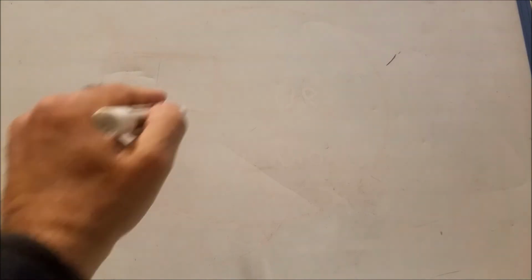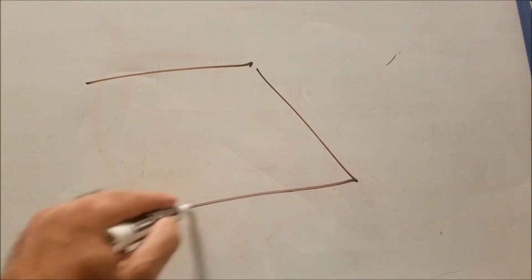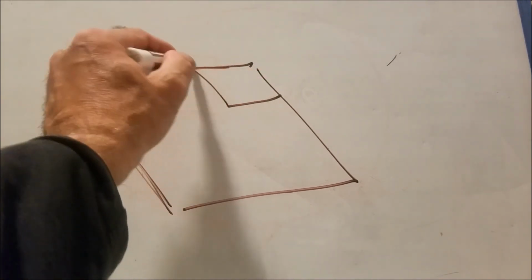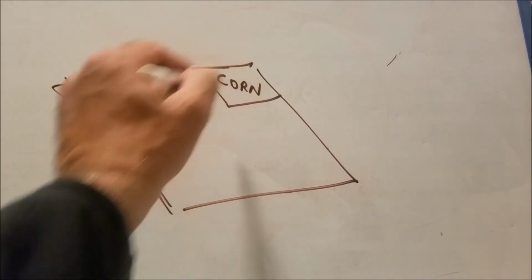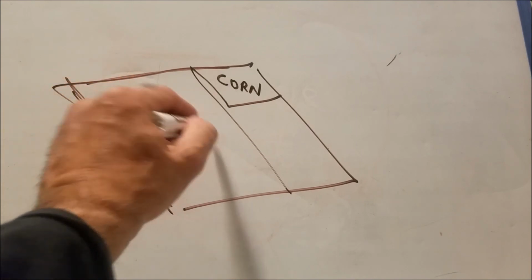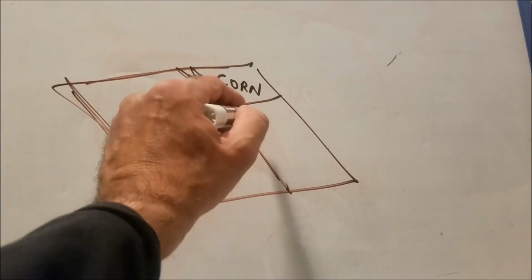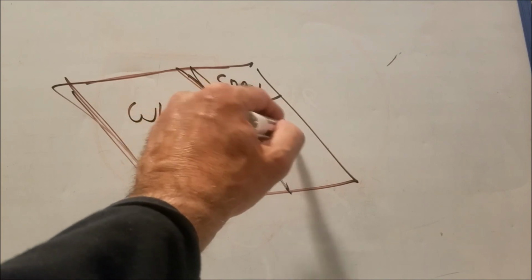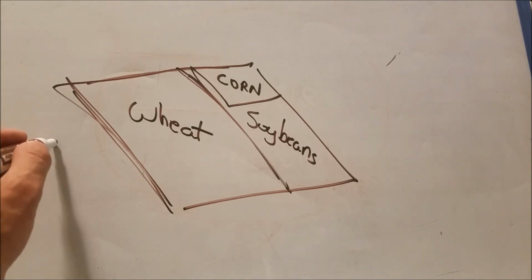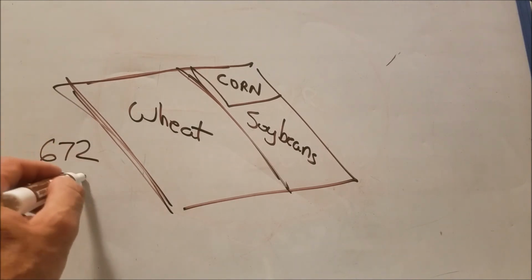Let's try that. All right, so let me draw one. Let's say we have a field of a farm over here. And let's say we have our corn, growing corn today in the field. And let's say over here they're growing wheat. And over here, let's say, well, why not, soybeans, something, right? And we don't know the ratios, but we do know that the farm is 672 acres, right?